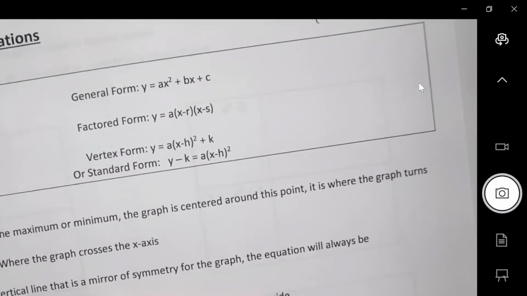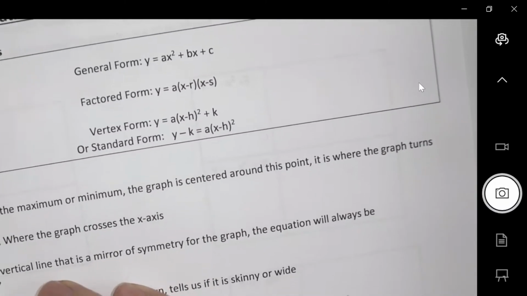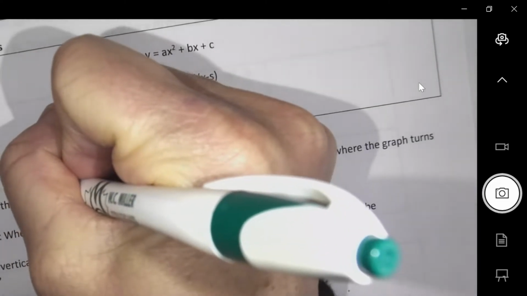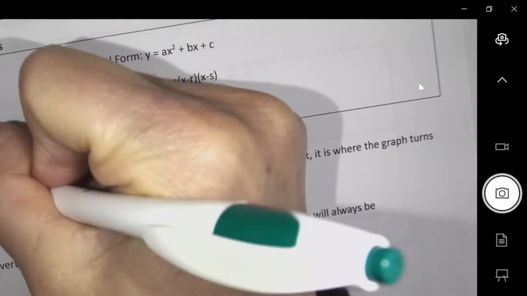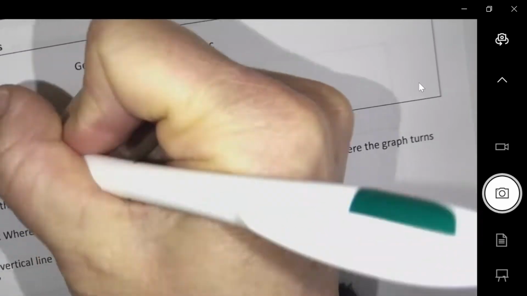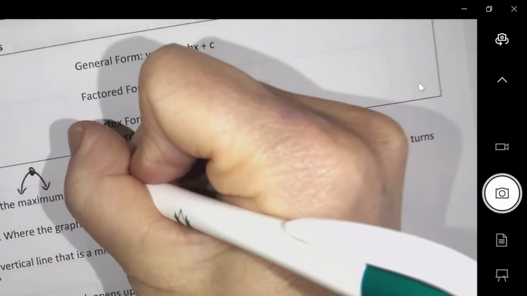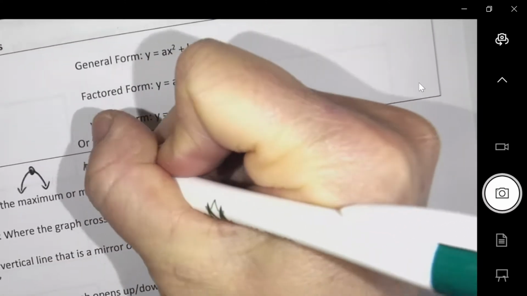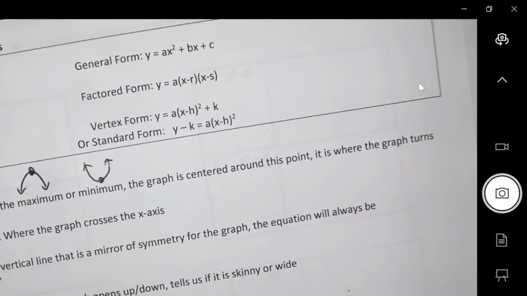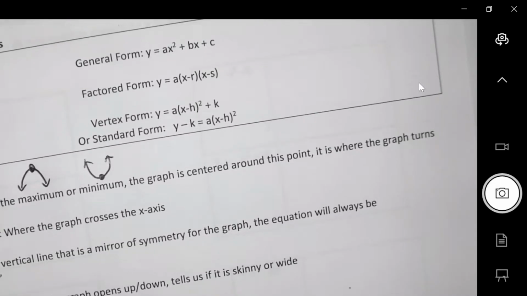Okay, when we graph, we're going to find that everything has a vertex. So a vertex can either be a maximum or minimum. Maximum, that's what it would look like if you want to draw a little shape like that. And a minimum would be a vertex that would look like that. Okay, so that's a vertex.